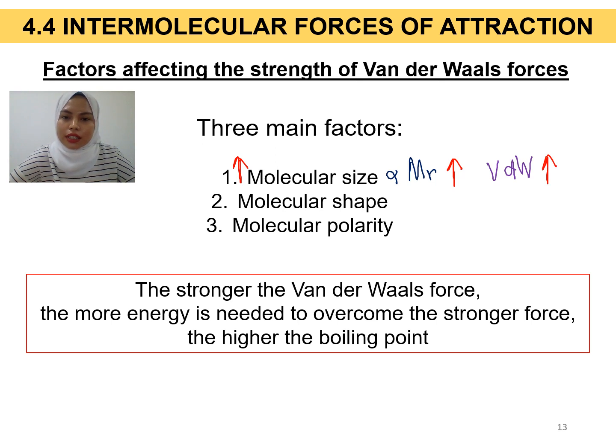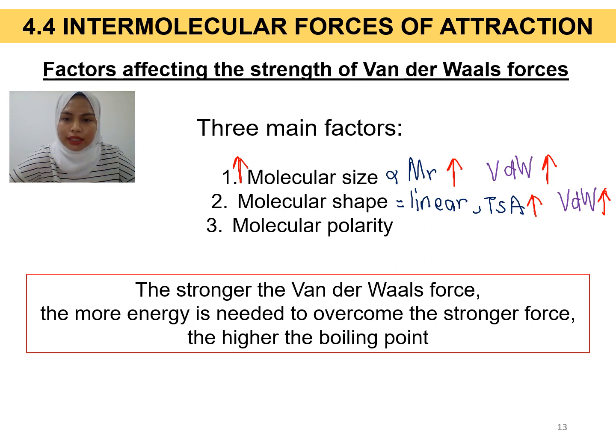Okay, kalau molecular shape pula, dia akan prefer shape yang linear. Okay, sebab kenapa shape yang linear? Sebab shape linear dia ada total surface area yang tinggi daripada shape yang compact, yang ada branch. Okay, so bila total surface area tinggi, therefore the van der Waals forces pun akan jadi kuat. Okay, last one ialah molecular polarity.